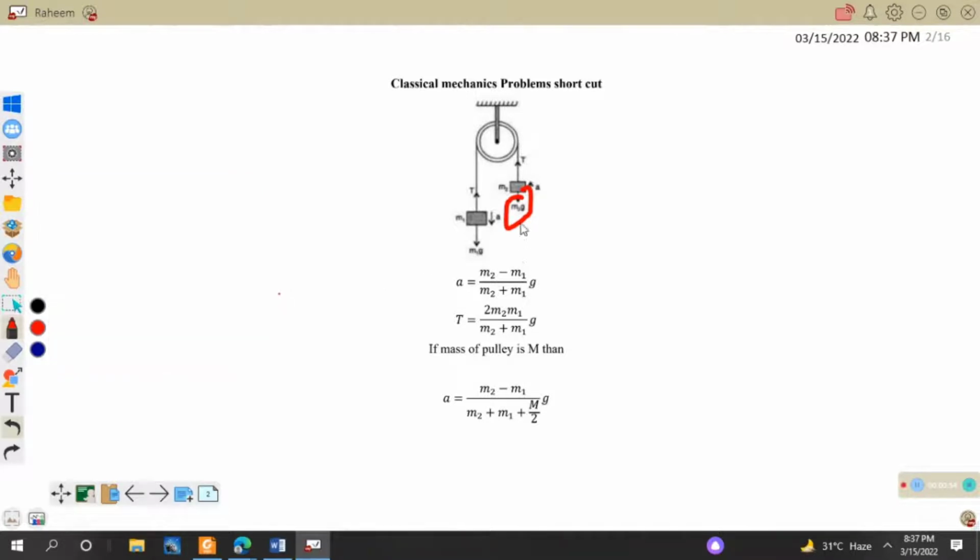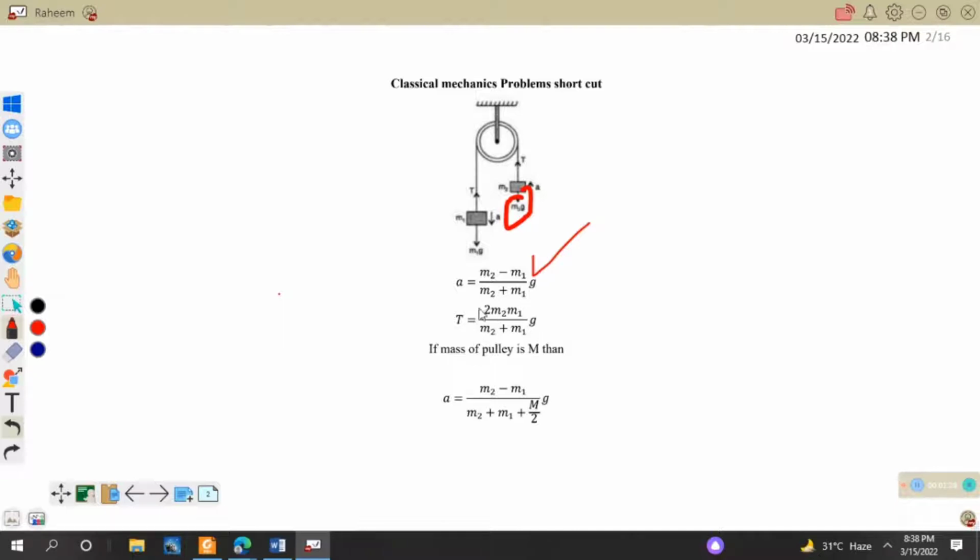In this case M2G is acting downward and this tension is acting upward. So we will write the equation M2G minus T, which will be equal to M2 into A. And similarly another equation for M1: M1G minus T, which will be equal to M1 into A. By solving these equations, just like adding them, we will get acceleration equal to M2 minus M1 over M1 plus M2 into G. This is the case when the pulley is at rest.